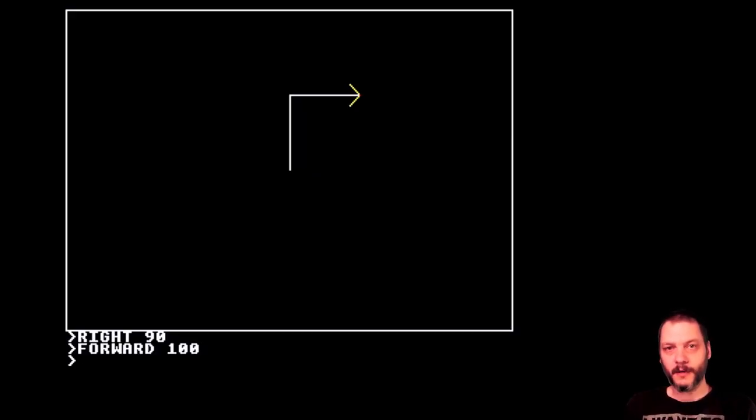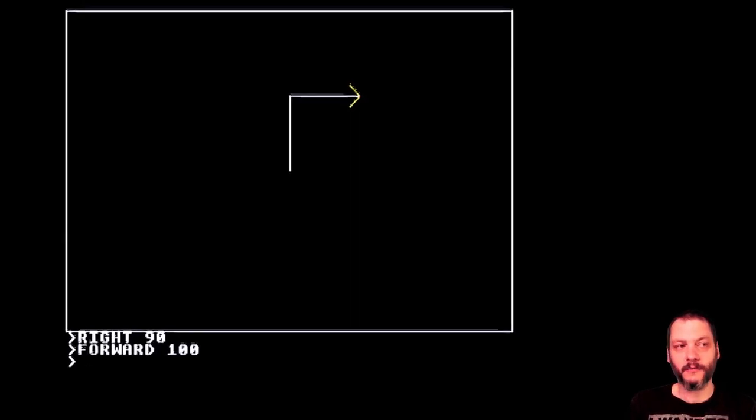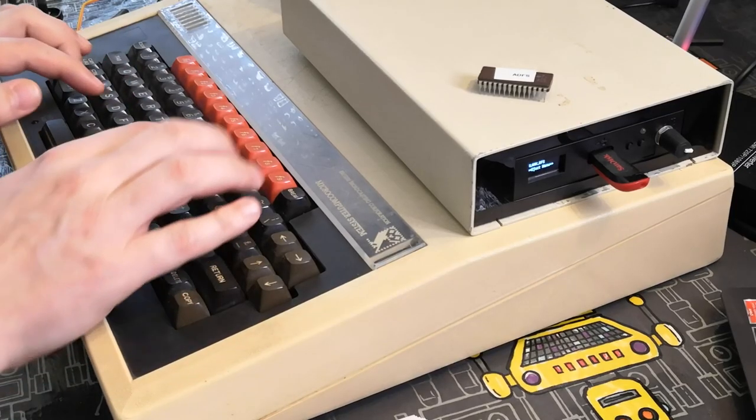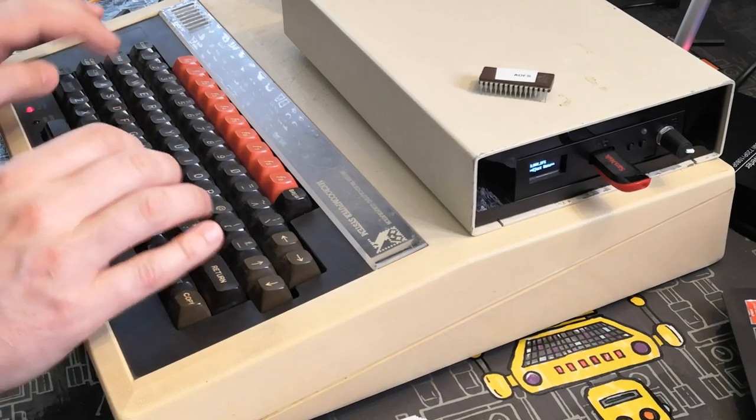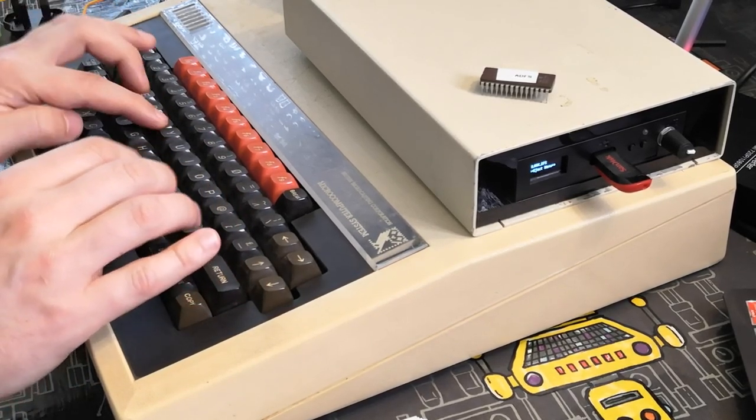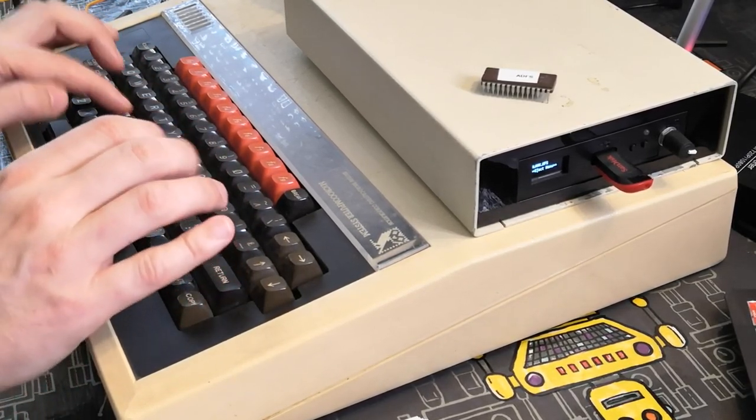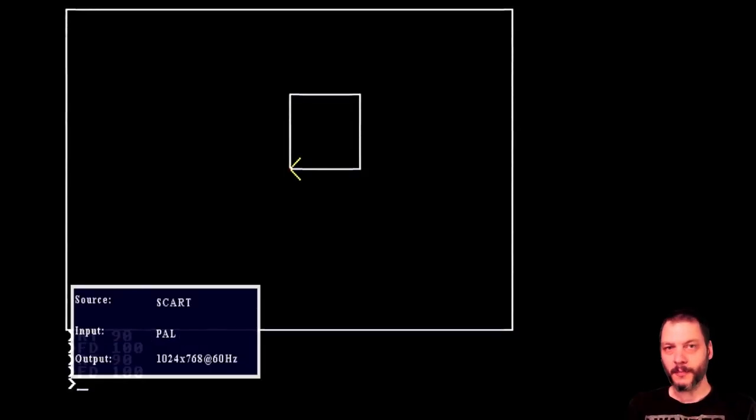So if you think about a box, it's got four sides and four corners, and they're all 90 degrees. If I show my kids that much, they can usually figure out the rest. You have to turn right 90 degrees, go forwards 100, turn right 90 degrees, go forwards 100, and there's a box. Okay, it's not very exciting, it's not very interesting, but it's a starting point.